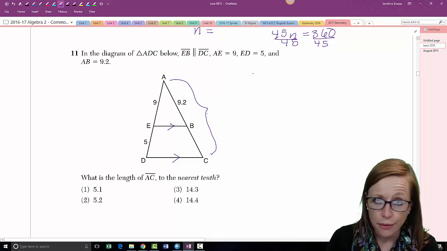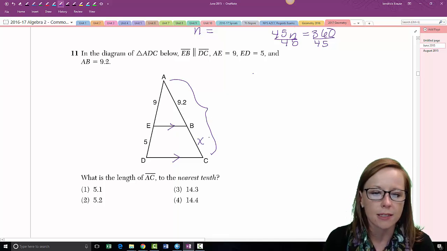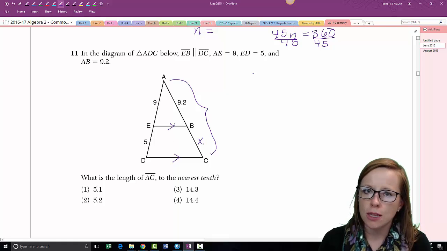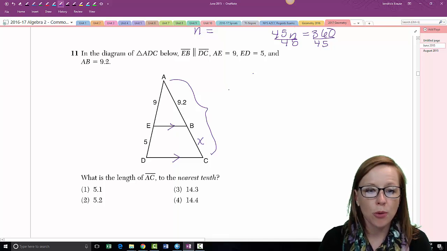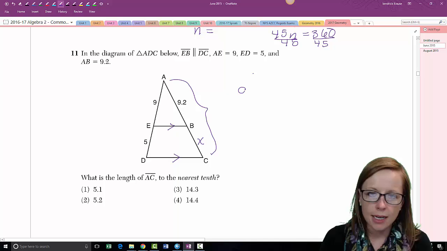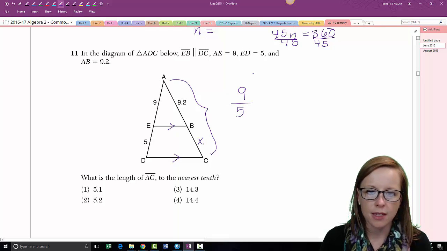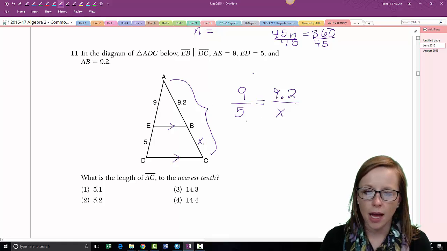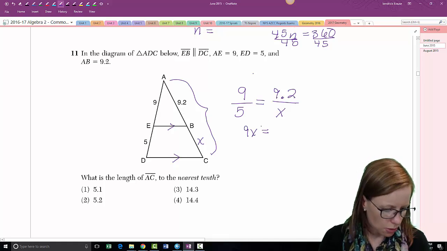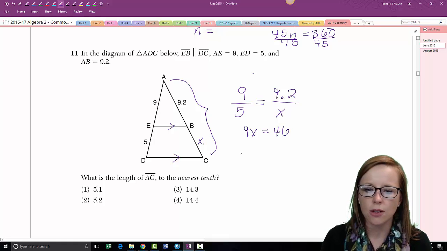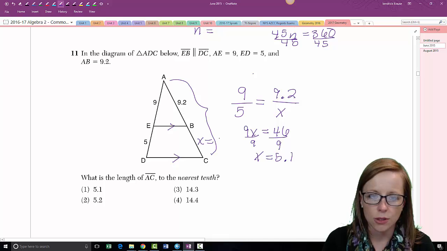And I know your favorite letter to use in the whole wide world is X, so go ahead, call that X. We can set up a proportion using this triangle with the mid-segment, as long as they're parallel. So we can say that 9 on the left compares to the 5 on the left is equal to 9.2 on the right compares to X on the right. Cross multiply. 9x is equal to 46. Divide by 9. X is equal to 5.1, which is fine. That's what x is equal to.